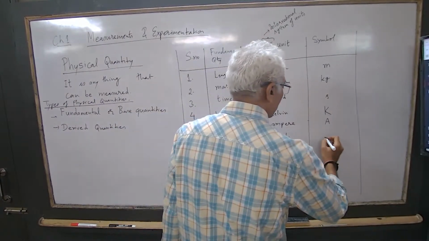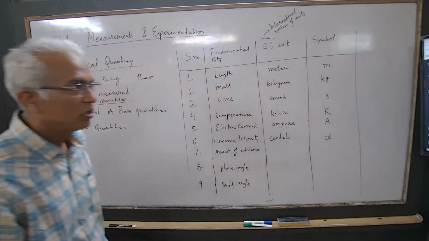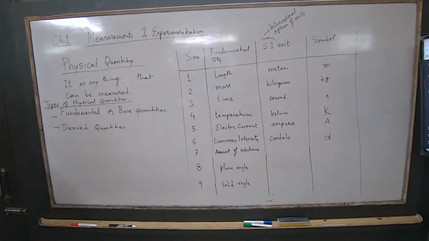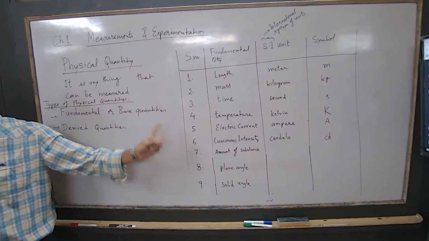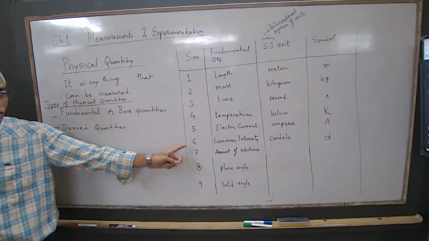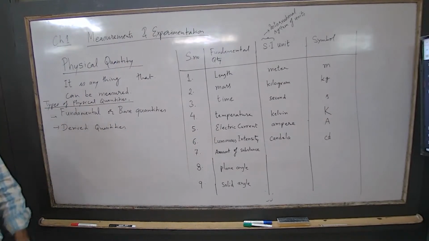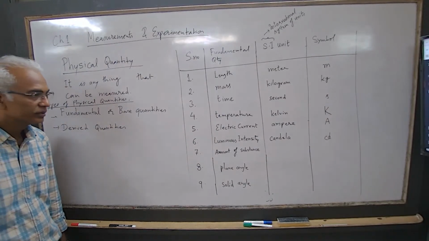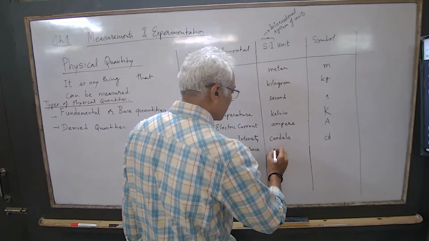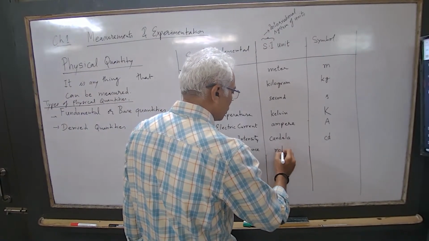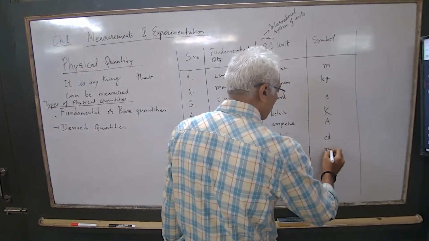And its unit, symbol is small c, small d, CD. You won't be using this unit in the entire course. But just for your knowledge, that luminous intensity is candela. Okay, so not in 9th. Then this is amount of substance. Its unit is mole. And the symbol is just MOL.